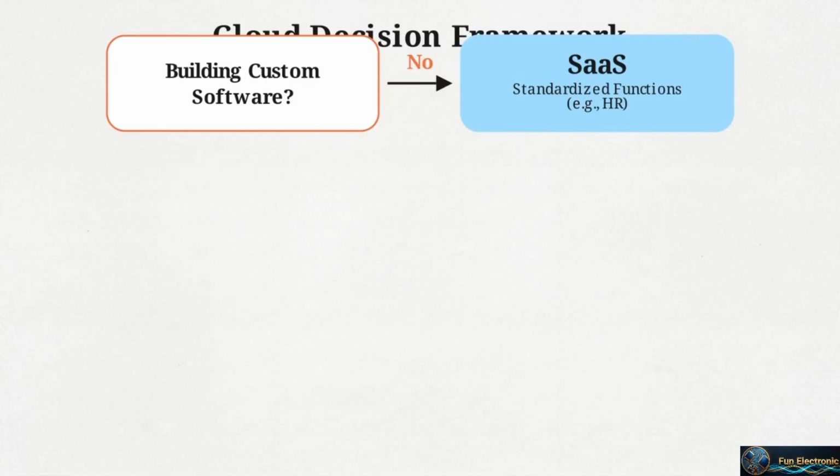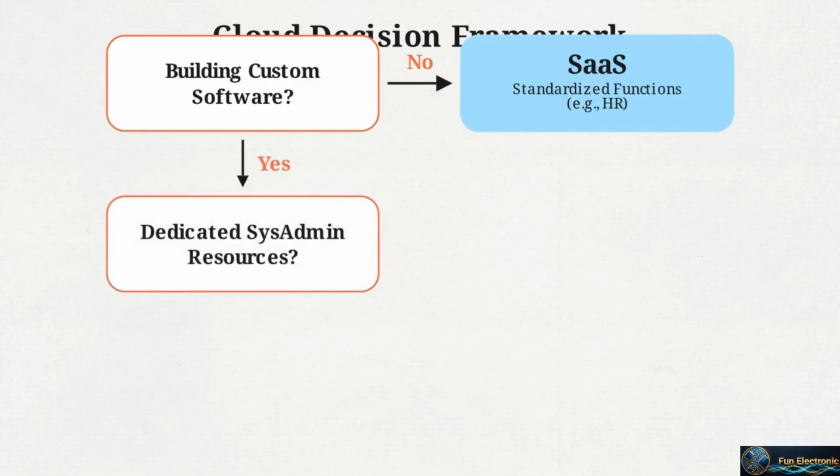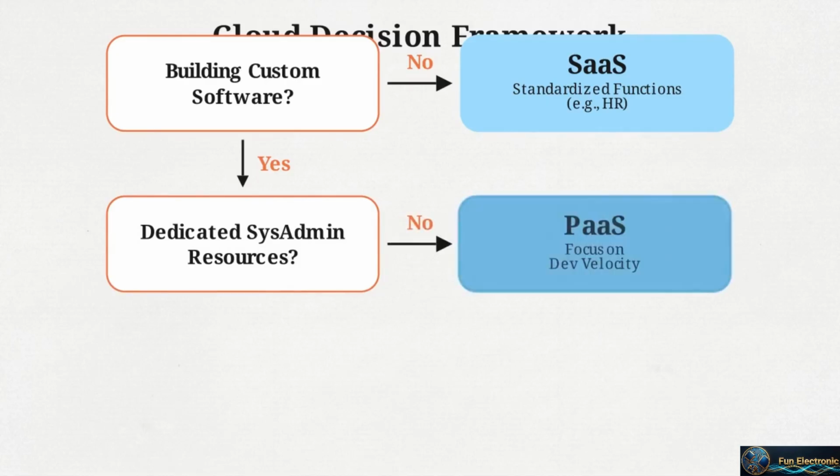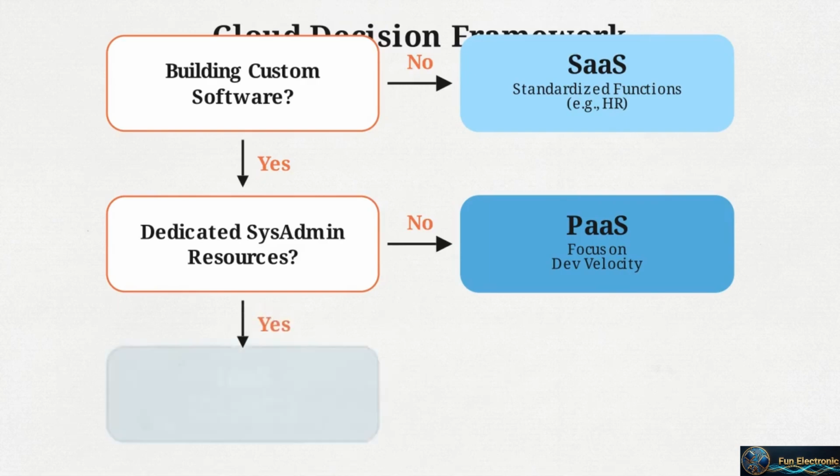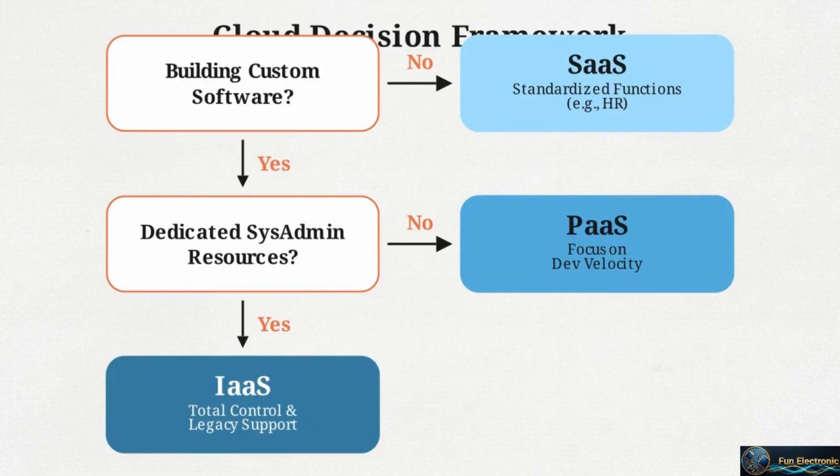How do you choose? We map these cloud models directly to your business scenarios. Are you building custom software? If no, to support standard functions like HR, the optimal path is SaaS. If you are building custom software, do you have dedicated sysadmin resources to manage operating systems? If no, you want PaaS. Finally, if you do, and your applications require customized legacy support, the required path is IaaS.